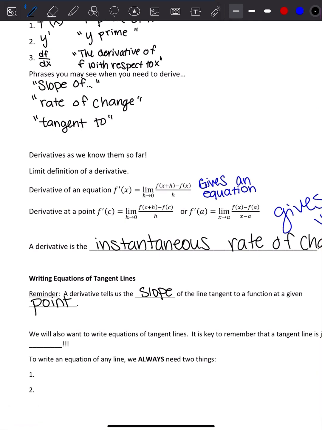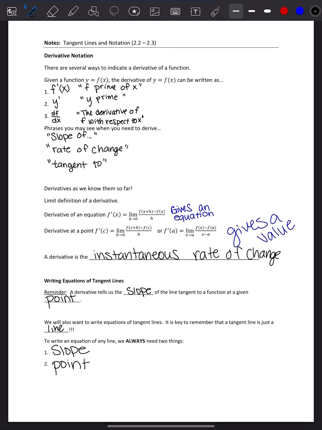But a big thing we have to remember is that this is still an equation of a line. Equations of lines are things we learned how to write a long time ago, but sometimes we forget. To write an equation of any line, we always need two things. We always need slope and some sort of point. What kind of point depends on what kind of equation you want to write, but for the one we're using, it's going to be any point at all.